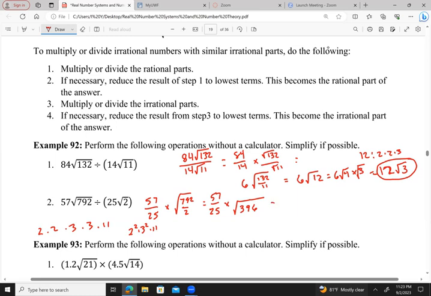So this is 57 over 25 times the square root of 36 times the square root of 11. The square root of 36 is 6. So I have 6 times 57 over 25 times the square root of 11.